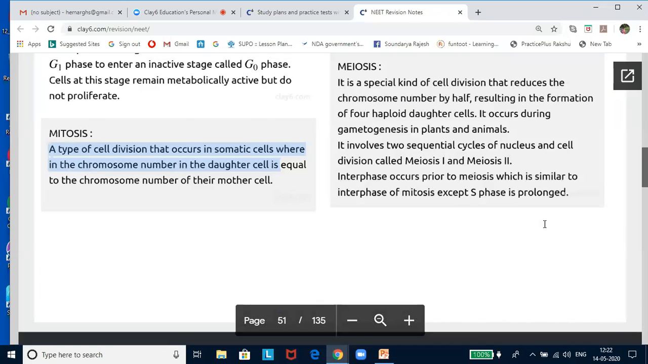So meiosis is a special kind of cell division that reduces the chromosome number by half, resulting in the formation of four haploid daughter cells. So where does it occur? It obviously has to occur in the gametes, that is during the formation of gametes or gametogenesis in plants and animals. And why does it have to occur?